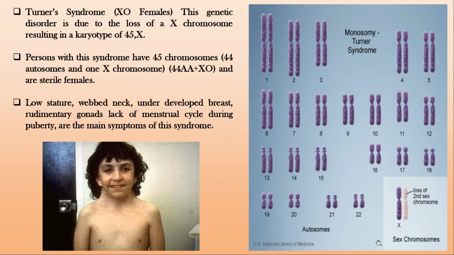The next syndrome is called Turner syndrome, that is X0 females. This genetic disorder is due to the loss of one X chromosome in the female, so the resulting karyotype will have only 45 chromosomes, one less. The person will have 45 chromosomes, that is 44 autosomes and 1 X chromosome, and becomes a sterile female. The characteristic features of low stature, webbed neck, underdeveloped breasts, rudimentary gonads, and lack of menstrual cycle during puberty are the main symptoms of this syndrome. Here you can see the loss of one X chromosome leads to Turner syndrome.